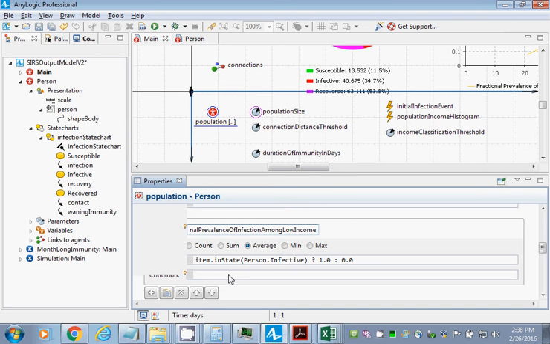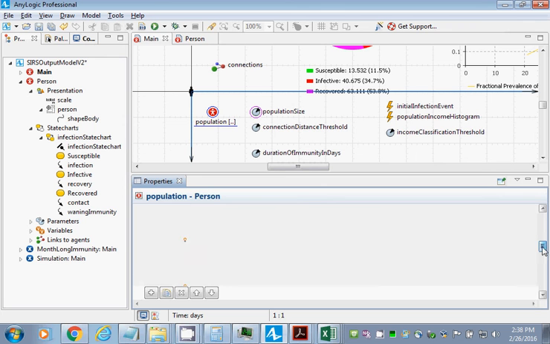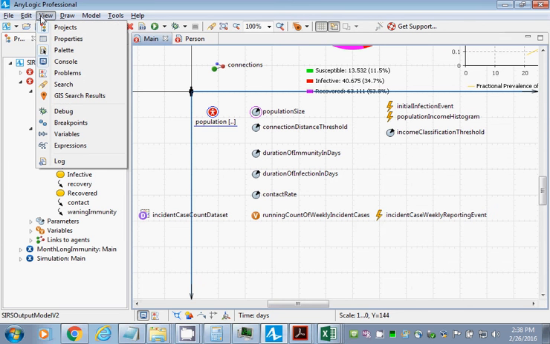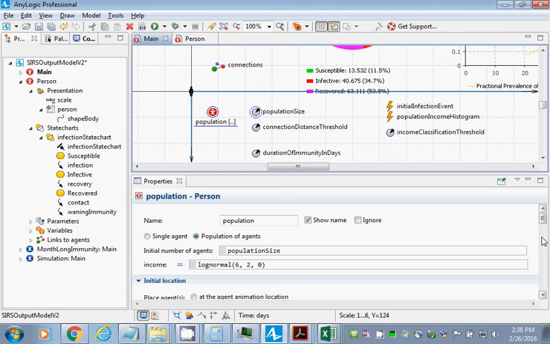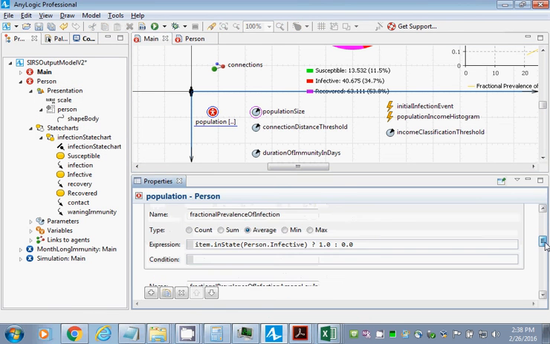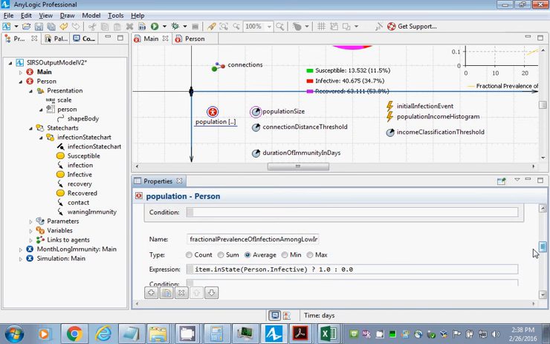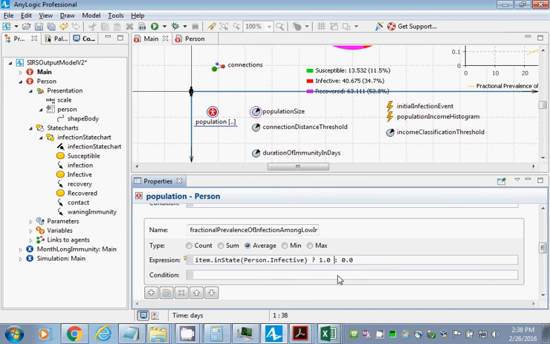Okay, fractional prevalence of infection among low income. Are we okay with that? What's the condition here going to be? Income. Okay, whose income? Person. And who's the person? What's the name of the person? Item dot income. You should be able to continue going on. Less than income classification threshold.